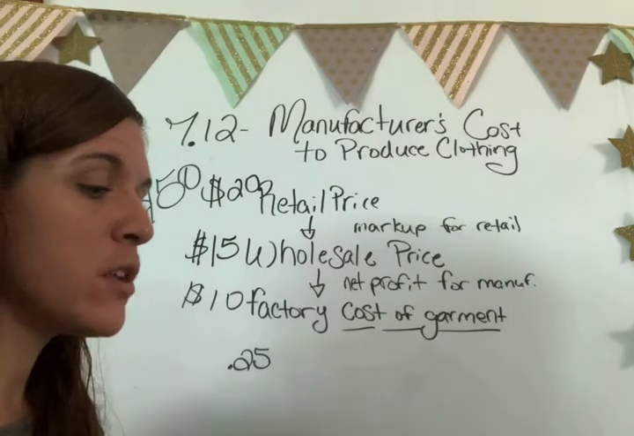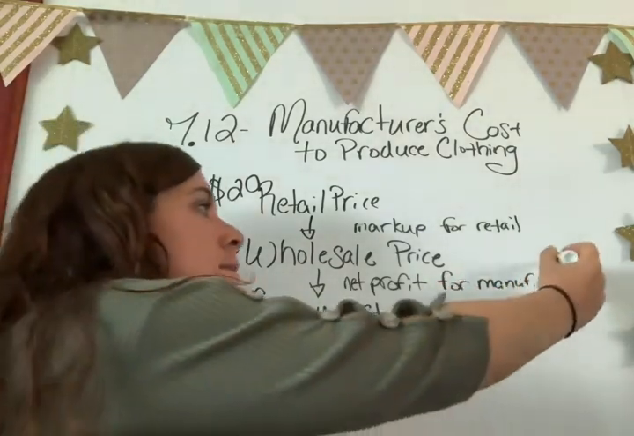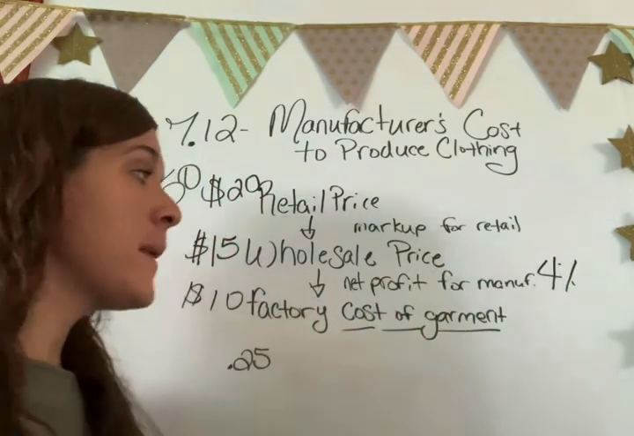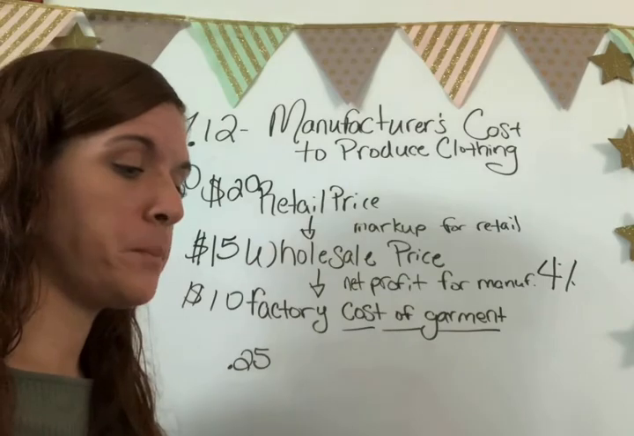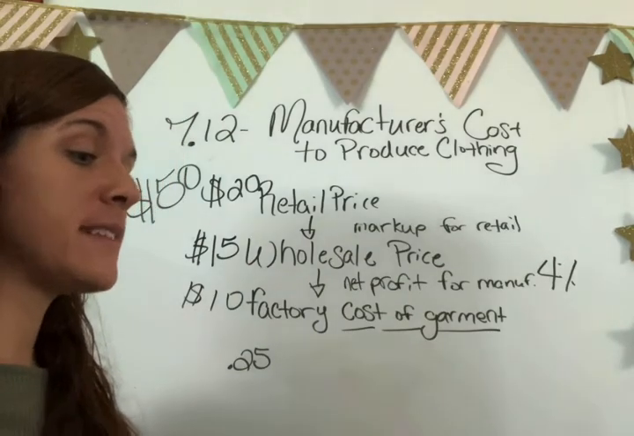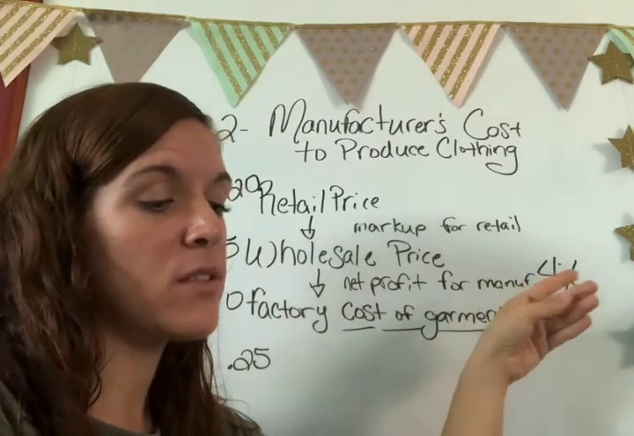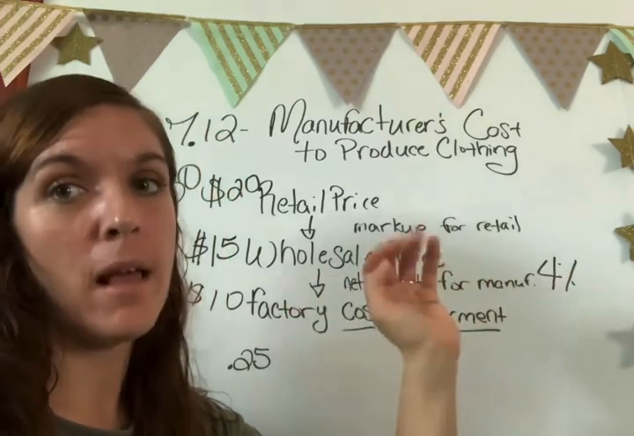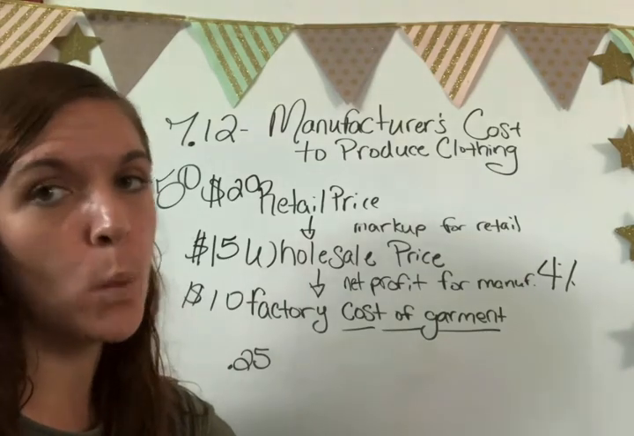The average manufacturing company in the United States has a net profit of around 4%. Basically what that means is they take this and mark it up 4% to get their wholesale price. About half of it is paid to stockholders as dividends. We don't have to worry about that right now. And half of it is reinvested into the company through better machines, higher salaries for workers, different stuff like that.